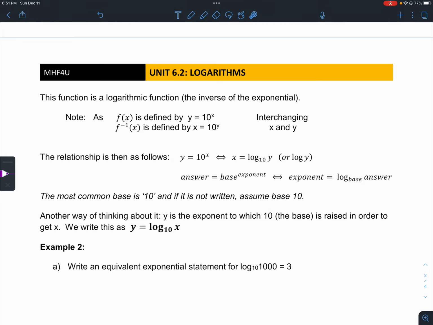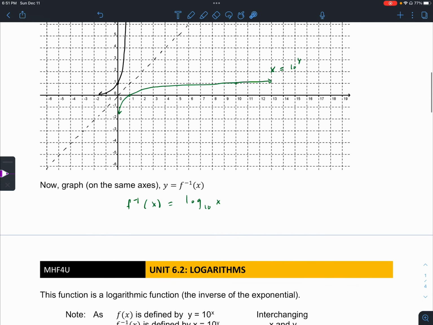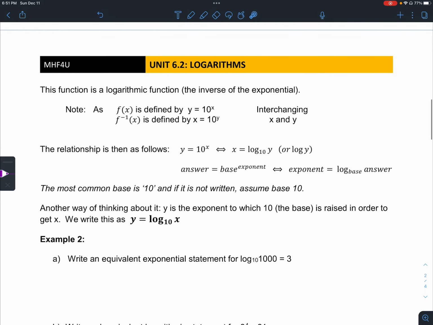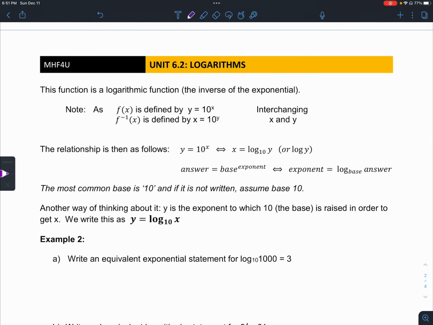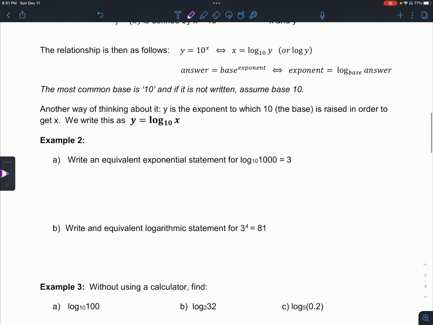So we write this as, I already wrote this earlier, this function is y is equal to log to the base 10 of x, the function that we just graphed earlier. All right, so now let's have a look at how we would convert from logarithmic form to exponential form and vice versa. So we want to write an equivalent exponential statement for log to the base 10 of 1,000 is equal to 3.